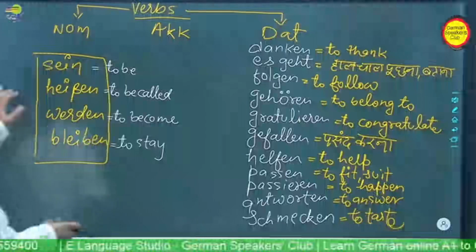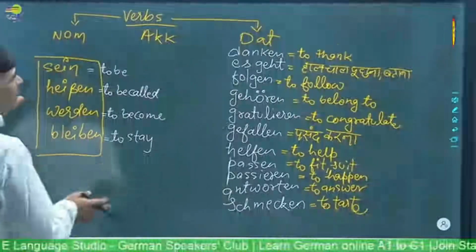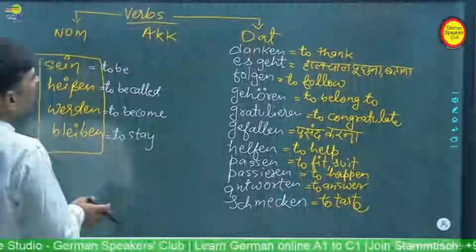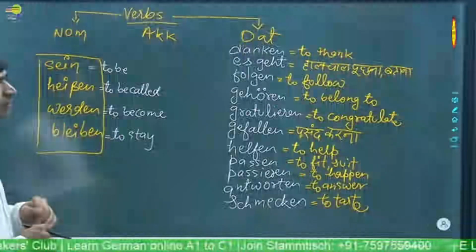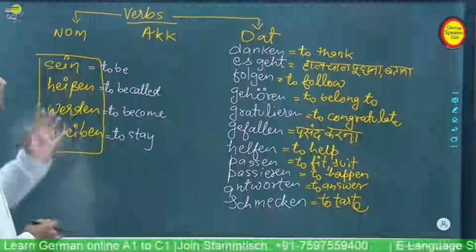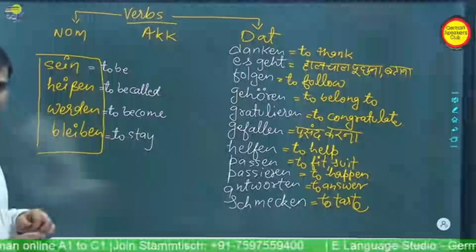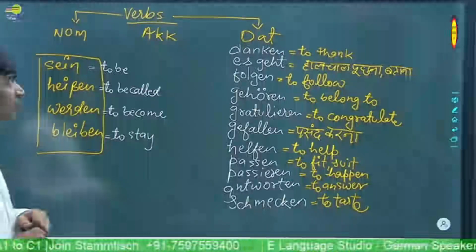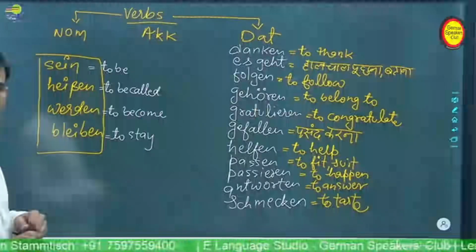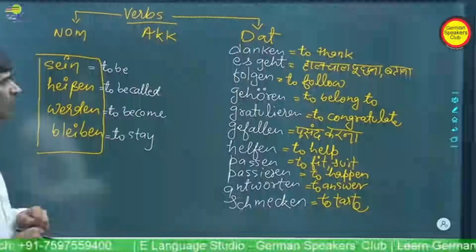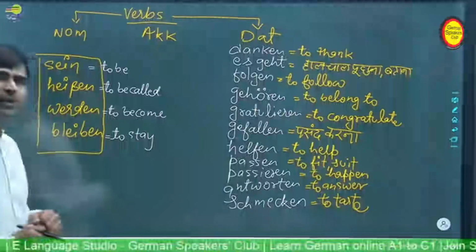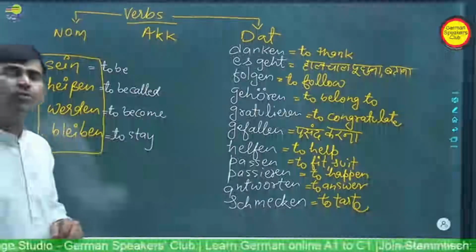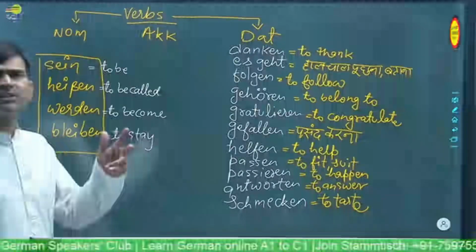ये कैटेगरी हो गई. It tastes good. It doesn't taste good. Dative verbs. Now this is the category that you have from nominative and then dative, Akkusativ. Danken, es geht, passen, that's a way to memorize the dative verbs. For nominative you have got sein, heißen, werden and bleiben. And what is left is accusative. Akkusativ, dativ, nominativ.